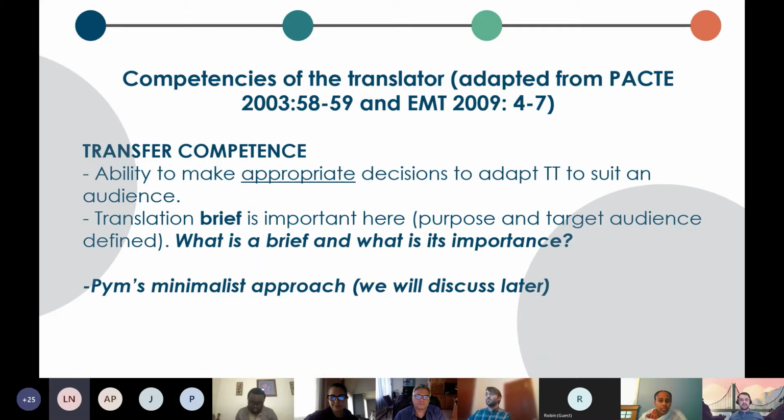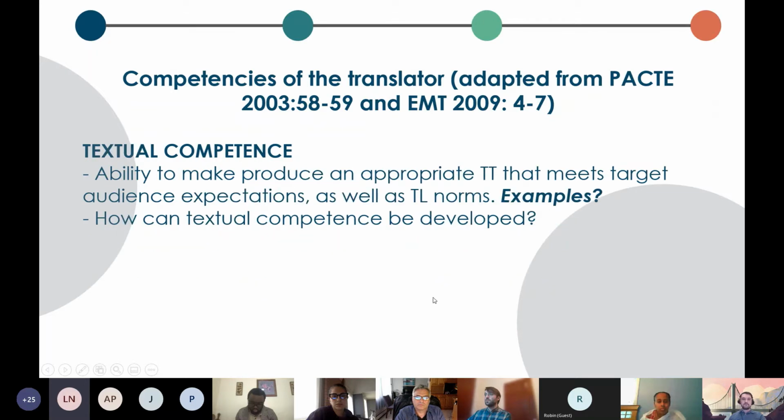Of course, most translators do not get a brief when they are given a translation task, and therefore they have to basically create a brief for themselves. It doesn't necessarily have to be a piece of paper. It doesn't necessarily have to be written down. In most translation, you just get a text and they say, we need this text in this language. So therefore we don't use a brief. However, like I said, you should have a brief in your mind. Who am I translating this for? What is the purpose of this text? Where is it going to be used? Where do I imagine it's going to be? We'll discuss Pym's minimalist approach a little bit later.